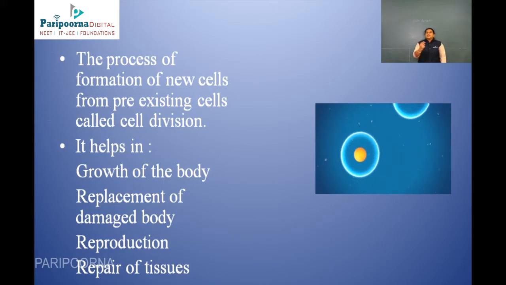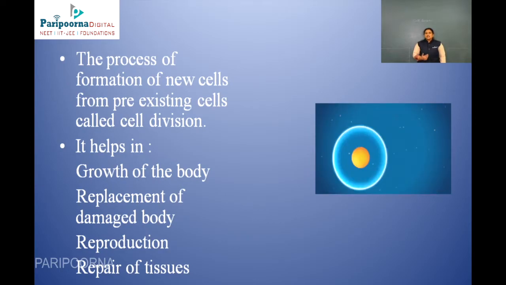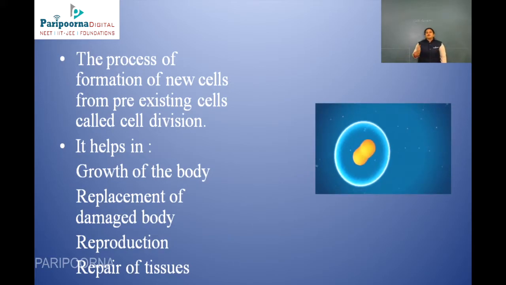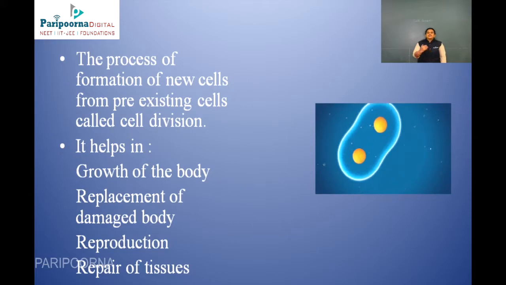That is, the pre-existing cell always gives the way for the development of the new cell, which is called cell division. But this cell division is classified based upon the division of body cells and the division of gamete cells, which is nothing but mitosis and meiosis respectively, which we are going to see in detail.